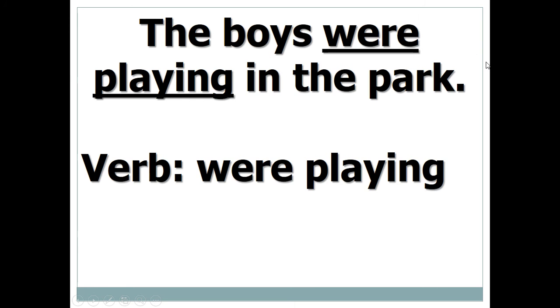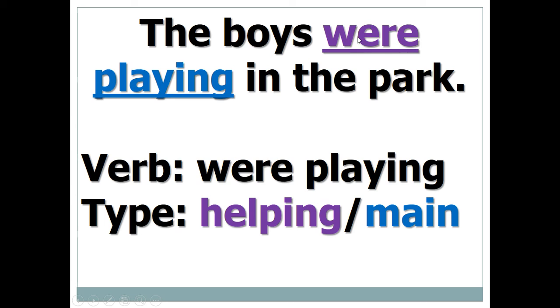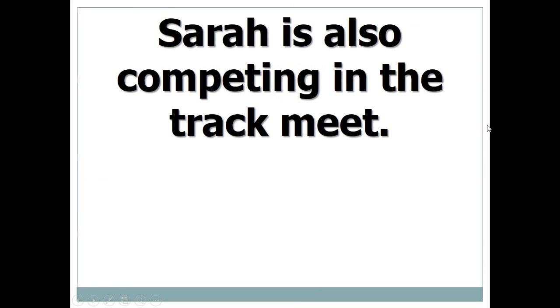So in this sentence here, the verb is going to be were playing. The boys were playing. And since it's multiple words, I'm going to ask which one's the helping verb and which one is the main verb. Okay, well, the helping verb should always come first. Were is the helping verb. And then the main verb is the word playing. So I could simply just say the boys were playing. Were playing is the verb phrase.